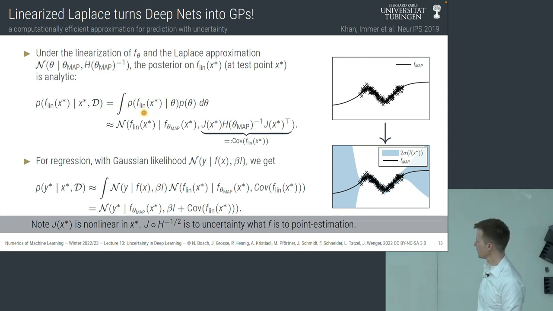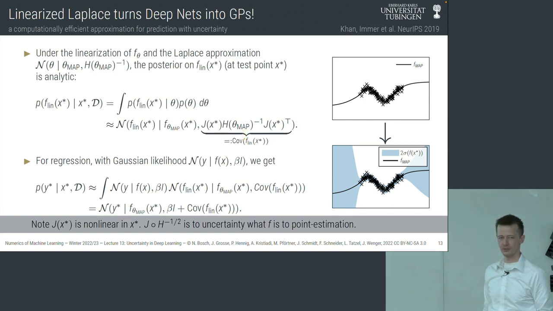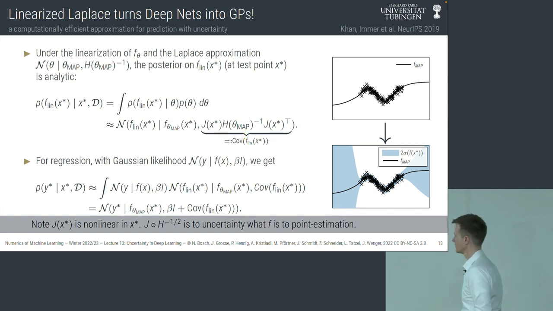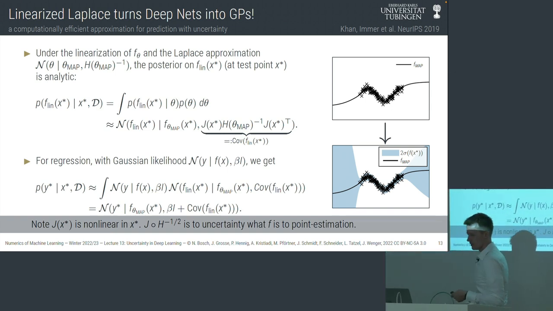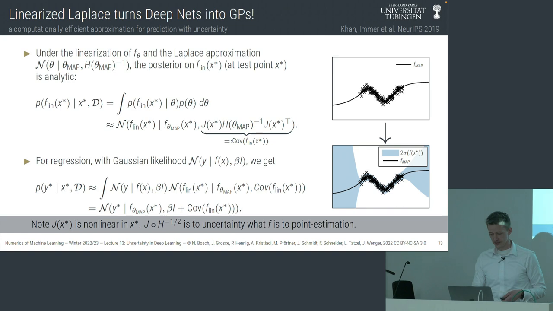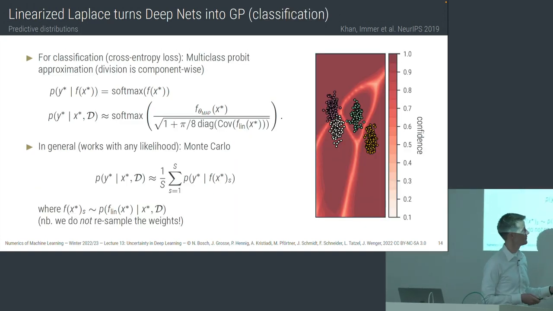So the Jacobian of the network in weight space on the right-hand side, taken as an inner product with the inverse of the Hessian. This actually also works with a tiny adaptation for classification, and that's the bit we've seen so far.